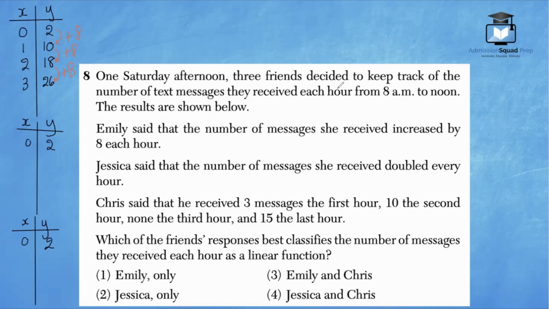Let's take a look at Jessica. Jessica said that the number of messages she received doubled every hour. So if she started off with 2 text messages, after 1 hour, she would have 4. After 2 hours, she would have 8. After 3 hours, she would have 16. So we have a doubling behavior here.